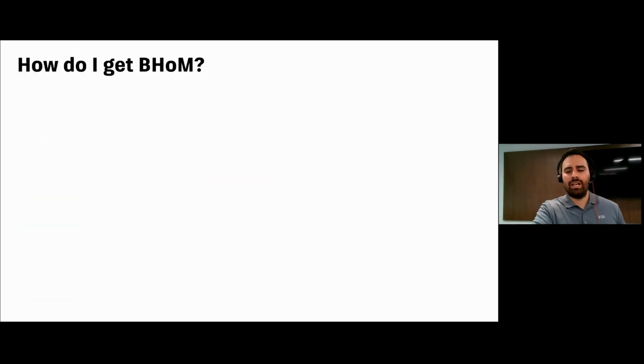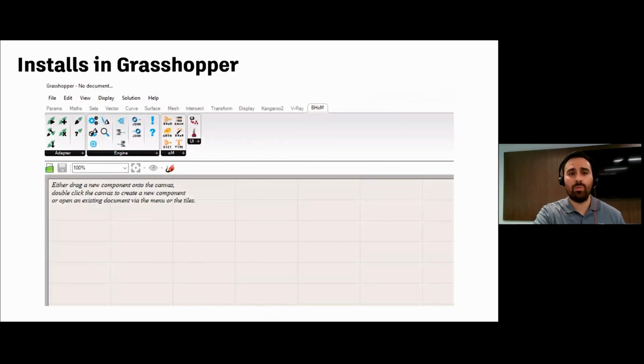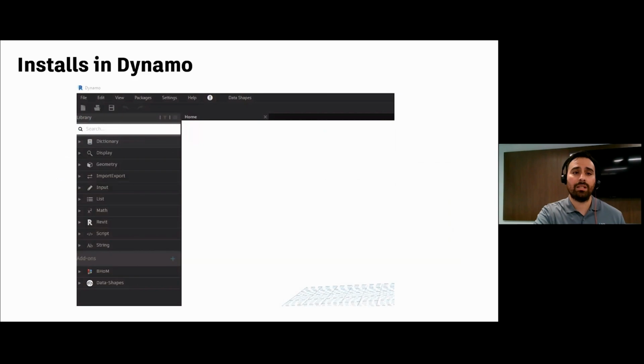So how do you get it? It's pretty simple. You go to bhom.xyz, which is the website, and you just click the installer. Once it installs, it's pretty seamless. It's an easy install. It will automatically install in Grasshopper, so you'll get a BHoM tab automatically in Grasshopper. It will then install in Dynamo, and it shows up on the bottom left there in the add-ons.